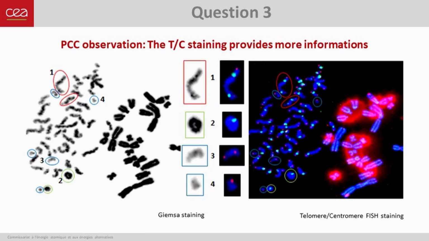The telomere and centromere staining is also very informative on PCC and is the only method that allows the detection of the dicentric chromosome. Circled in red, you can visualize the dicentric chromosomes, while in green you have the rings and in blue the acentric fragments. Instead of only counting excess fragments, the telomere and centromere staining allows the scoring of the unstable aberrations also in PCC.